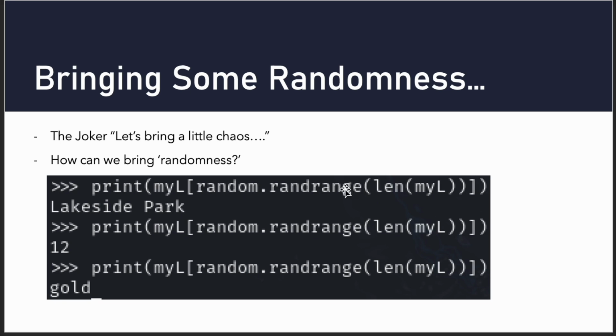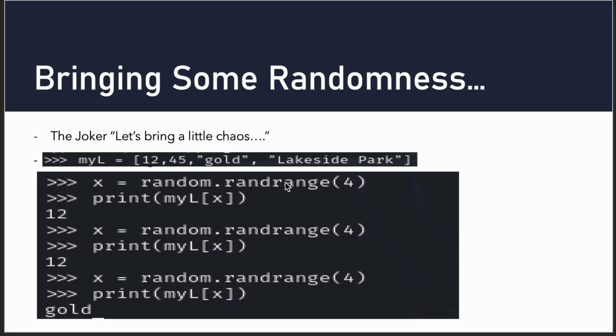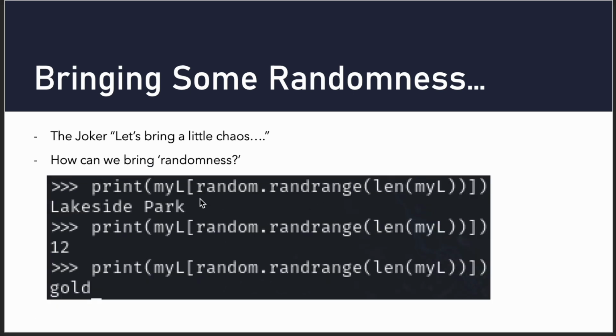So I want you to take a look at this and how it's constructed. It's basically this, except for the number 4, we literally just have the len of my list right here. And instead of print my list x, and x is equal to random.randrange, the length, we just put this whole entire thing in the straight brackets right here. So take a look at that, and let's go ahead and do an example.